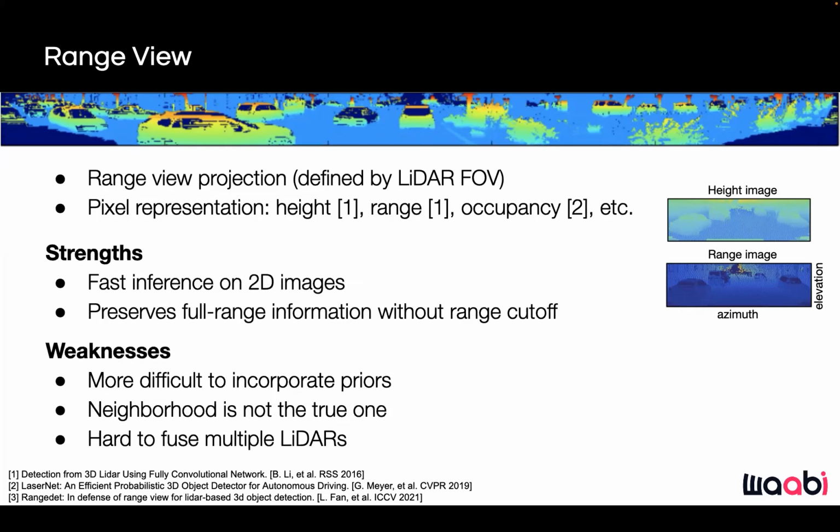Range view projections can be efficiently processed by 2D convolution and preserve the full range information without a range cutoff as in 3D voxels. However, it is hard to incorporate 3D priors, and range view neighborhoods do not match the true 3D neighborhoods, which makes the 3D learning less straightforward. When a vehicle is equipped with multiple LiDAR sensors, it's also more difficult to fuse information across LiDARs.